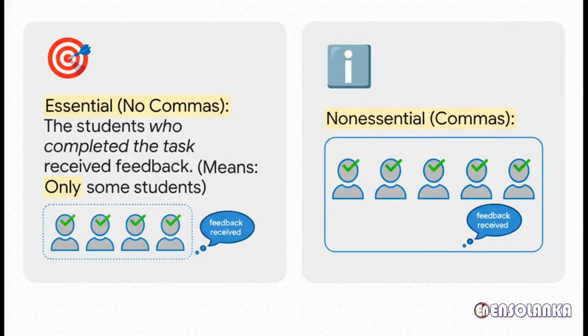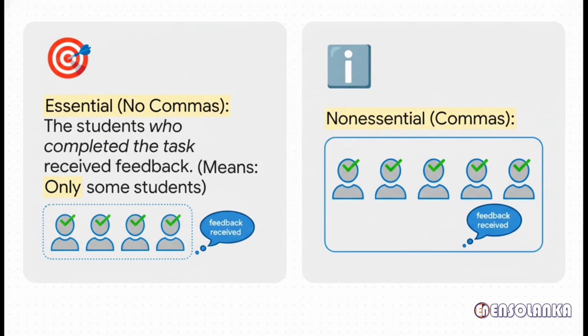Okay, look at these two sentences side by side. The difference is just a couple of commas. But believe me, commas change everything. On the left, with no commas, the students who completed the task received feedback. This clause is essential. It tells us which students. It means only the specific group of students who finished the task got feedback.